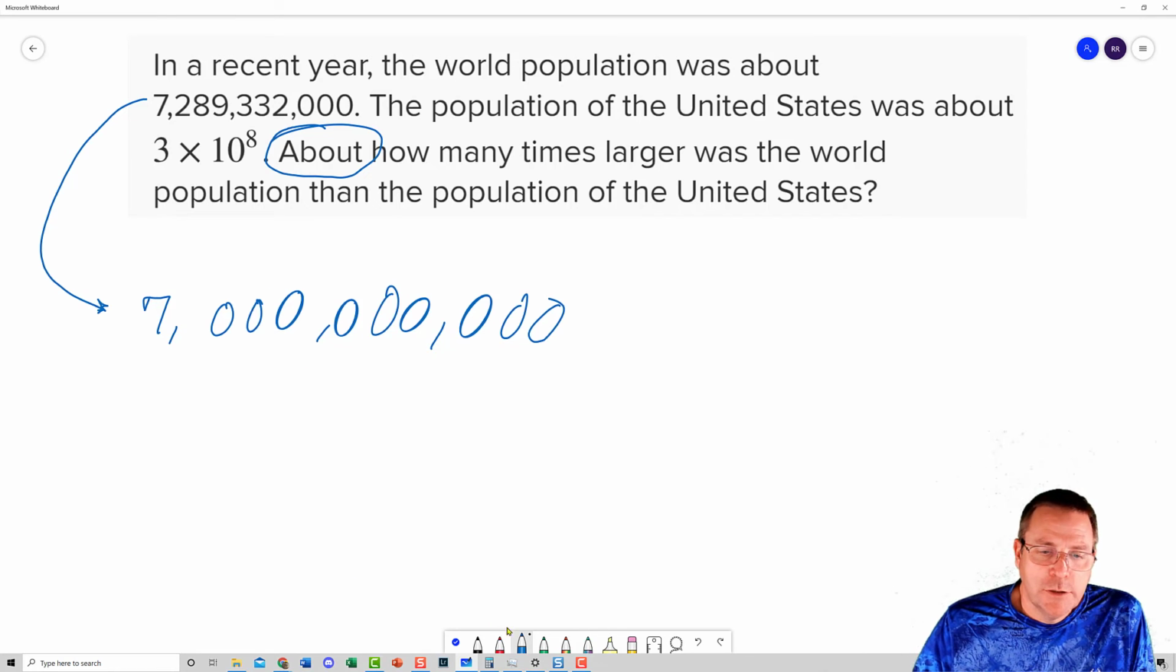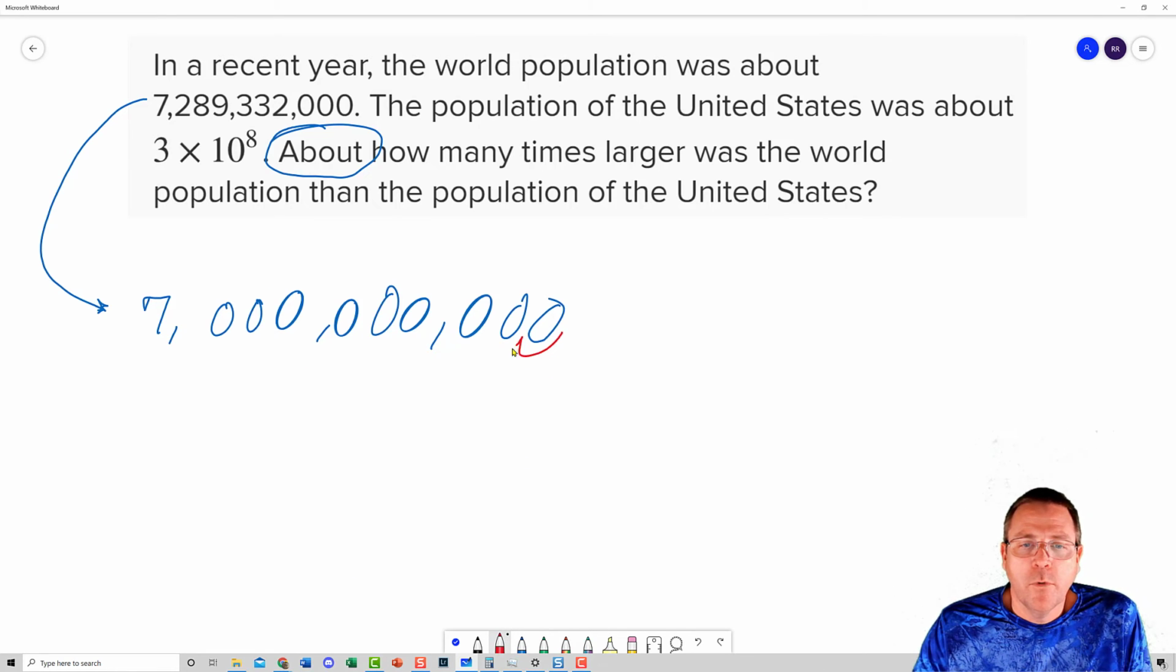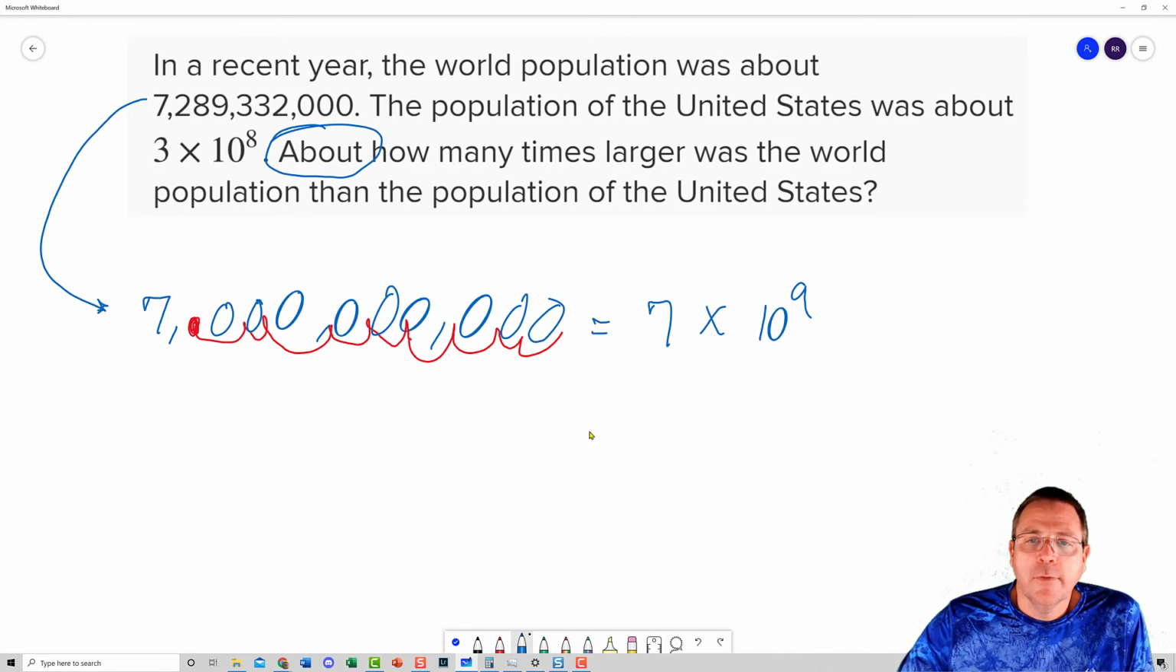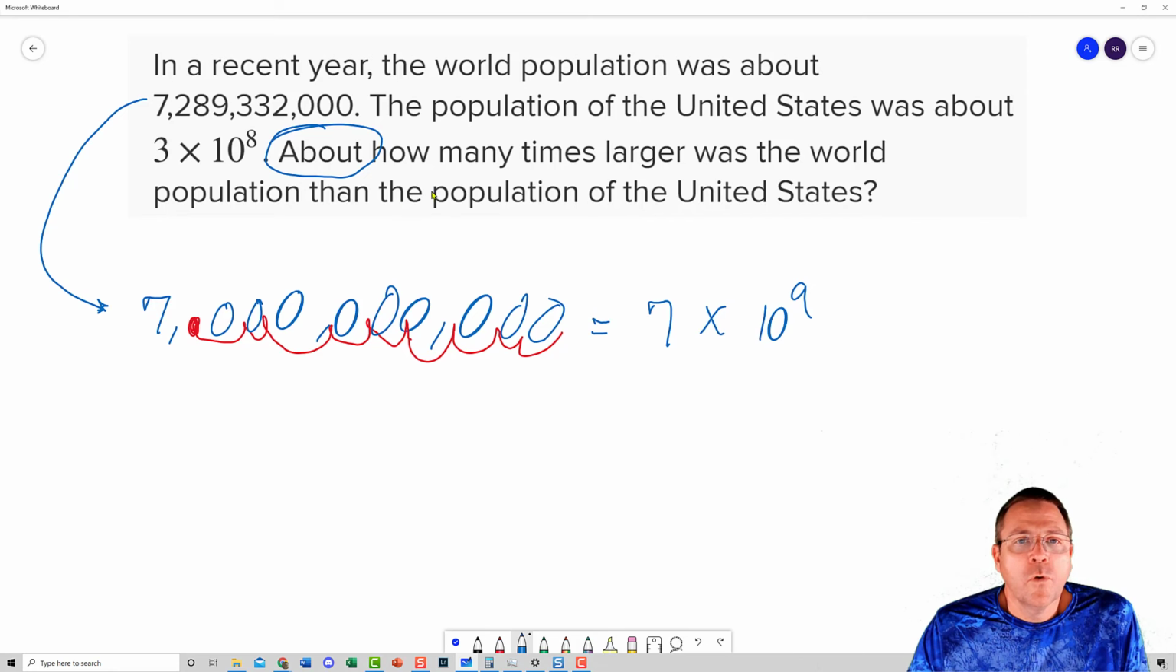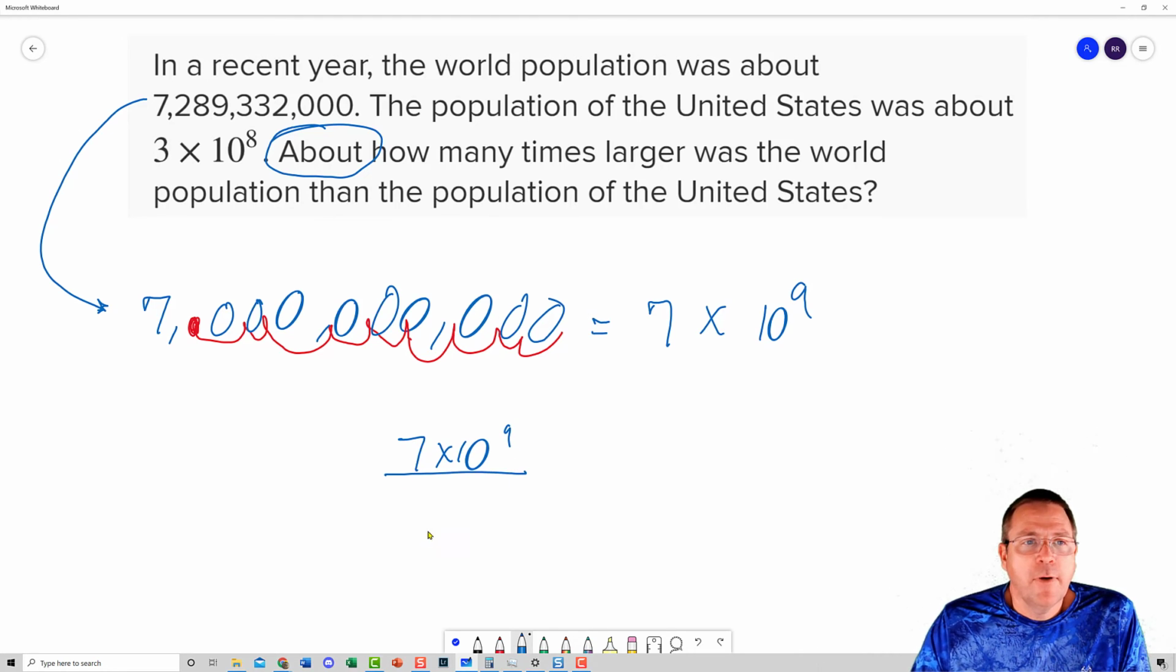Now I'm going to change it into scientific notation by going 1, 2, 3, 4, 5, 6, 7, 8, 9. Put the decimal right after my first non-zero digit. So it's going to end up being equal to 7 times 10 to the 9th. Now that's the world population, and it wants to know how much larger the world was than the United States. So that means I have to take that 7 times 10 to the 9th and divide it by the United States population, which was 3 times 10 to the 8th.